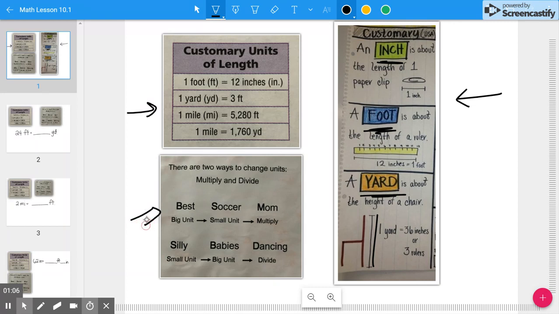And this graphic right here is how we go from a big unit to a small unit and a small unit to a big unit. If we're going from yards to feet, that would be a big unit to a small unit. So I'm going to say best soccer mom, and that's telling me that my operation is multiplication. If I'm going from a small unit like inch to a big unit like yard or feet, that would be silly babies dancing. And the dancing means that I need to divide. So let's go through some example problems.